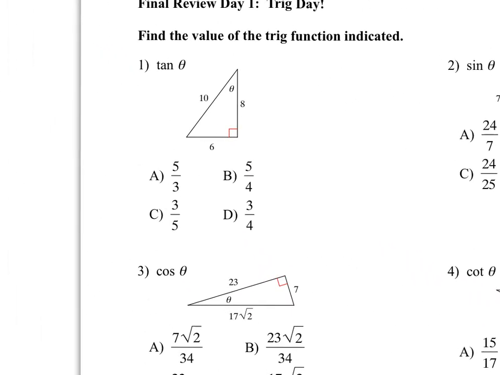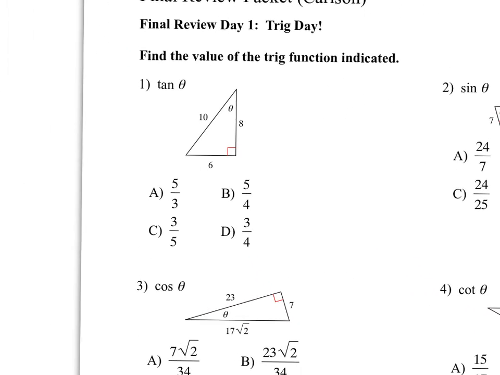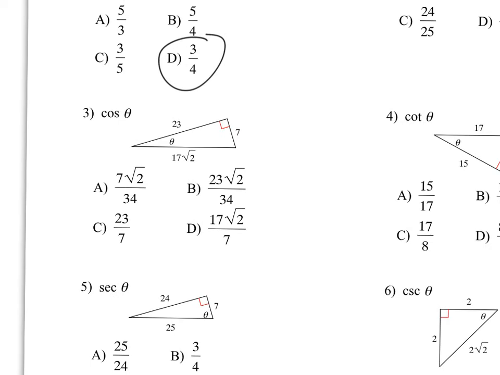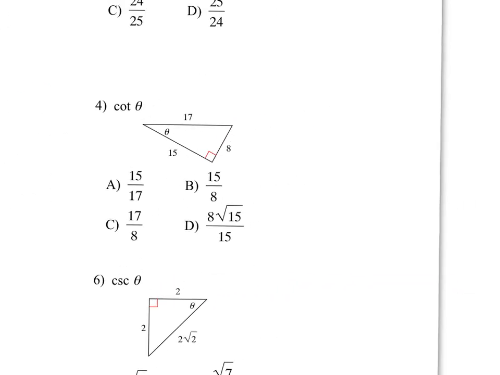To start off with, we're looking at some trig ratios. The tangent of an angle is equal to the opposite divided by the adjacent value. Here's our opposite, here's our adjacent. 6 over 8 or 3 over 4 would be our answer. For number 4, cotangent, which is the reciprocal of tangent, is going to be the adjacent divided by the opposite. Based on this angle, here's our adjacent, here's our opposite. Our value would be 15 over 8.